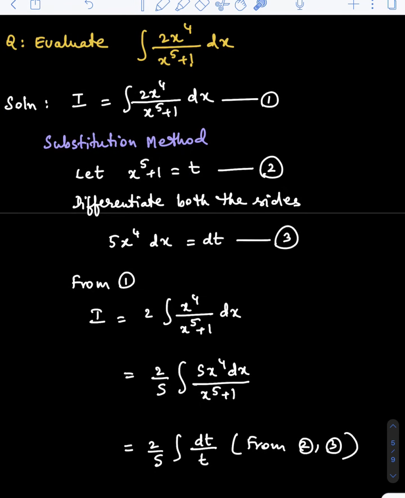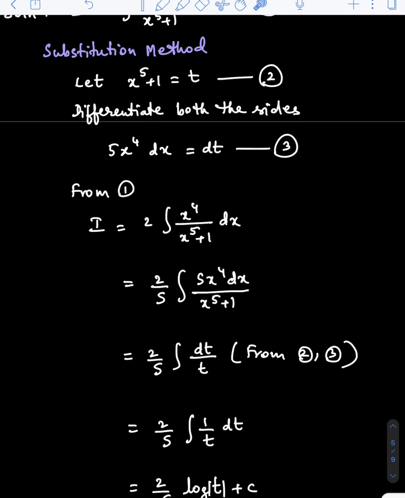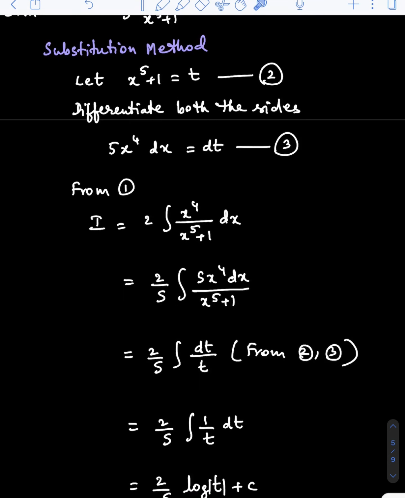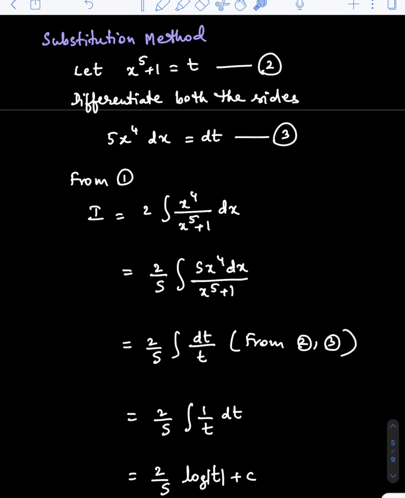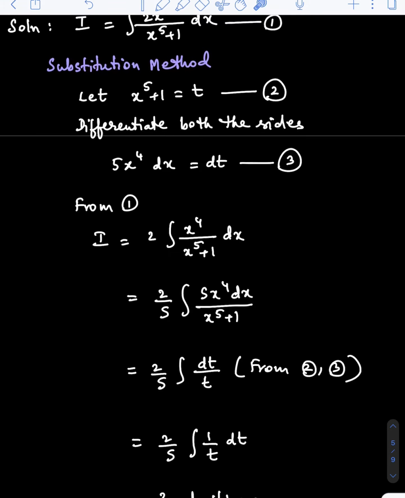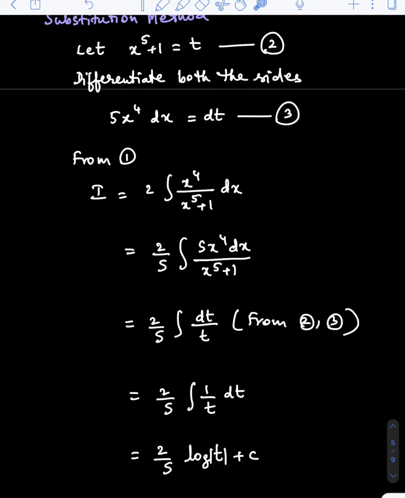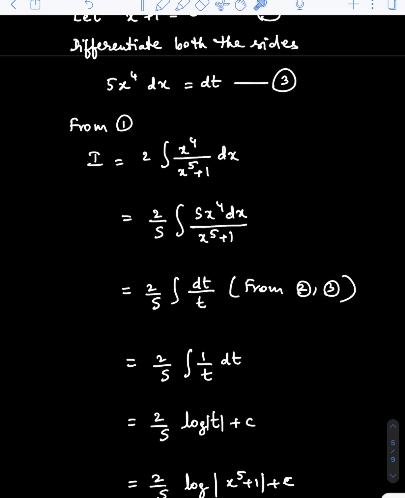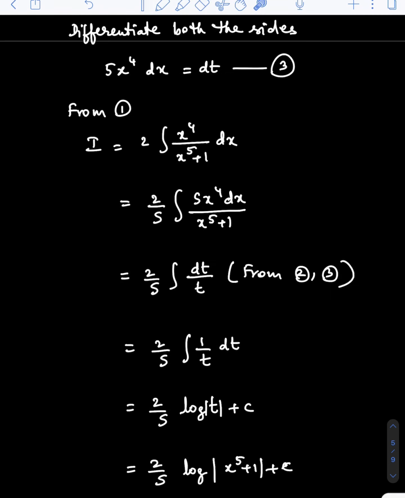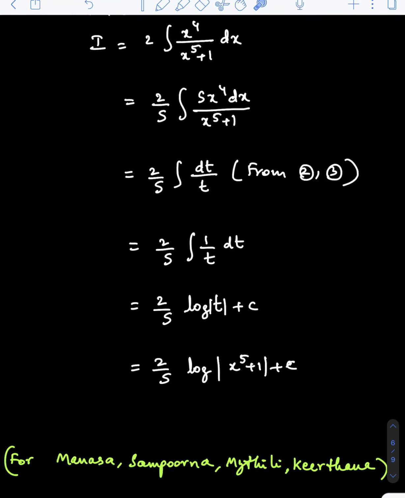That is 2 by 5 integral dt by t. So 1 by t integration is log t. That comes in the last step. And again mod t, in place of t we should take x power 5 plus 1. See equation 2. So 2 by 5 log of mod x power 5 plus 1 plus c. So this is the answer to this question.